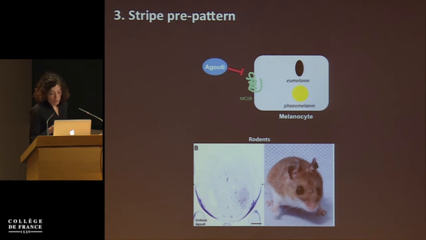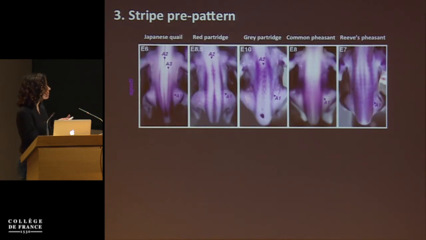So what Nico has shown is that in birds it's not only in the ventrum, but it's also in the dorsum, and it is expressed in these stripes. So you can see here in the Japanese quail that there is one medial stripe of agouti expression, flanked by two intermediate stripes of agouti expression, themselves flanked by two lateral stripes. That's the case of the Japanese quail.